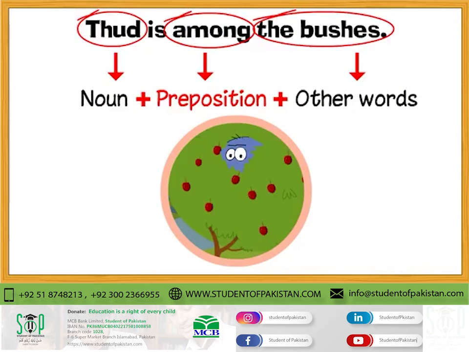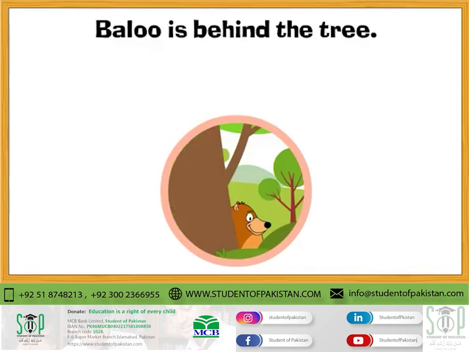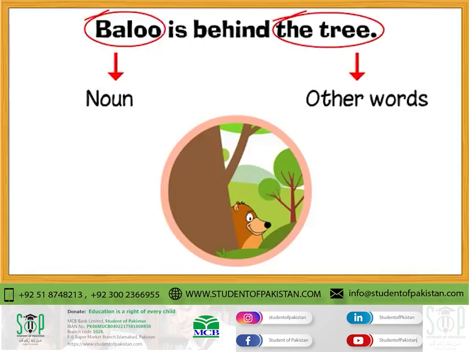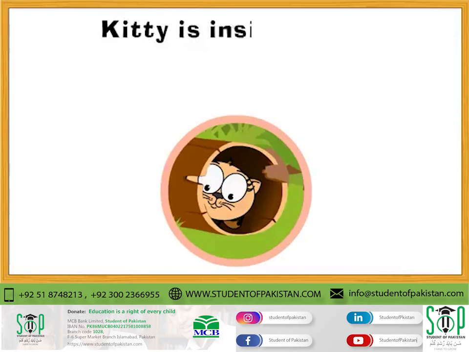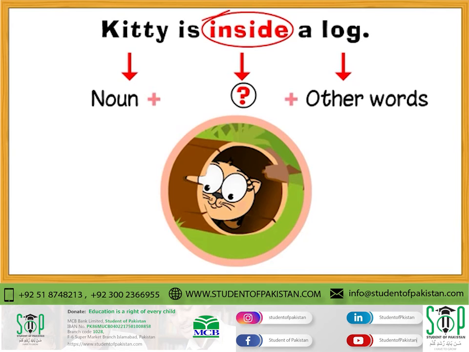Let's take another example. Balu is behind the tree. We know that Balu is the noun and the tree are the other words in the sentence. So then, what is behind? Behind shows the relationship between the noun and the other words in the sentence. Therefore, behind is a preposition. Let's take one more. Kitty is inside a log. Here, inside shows the relationship between the noun and the other words in the sentence.